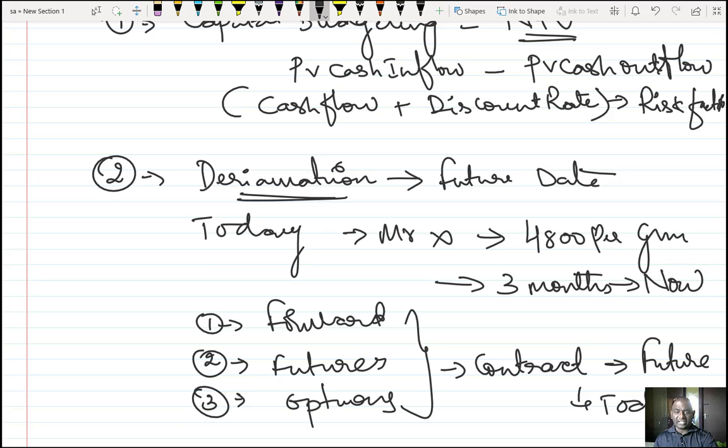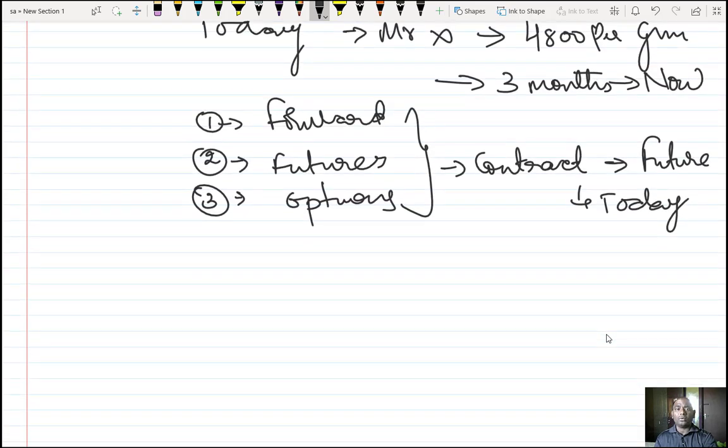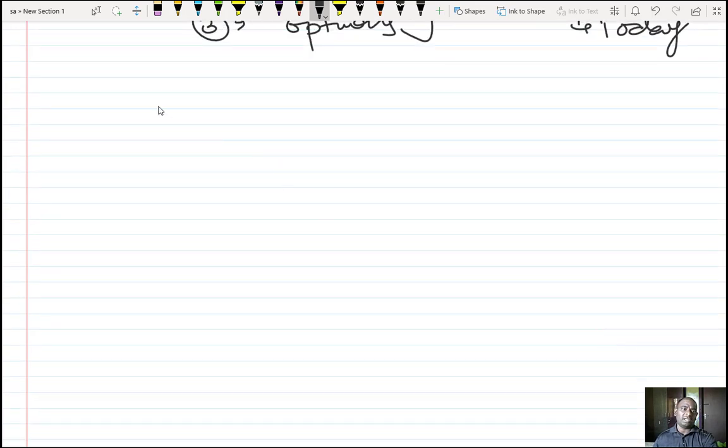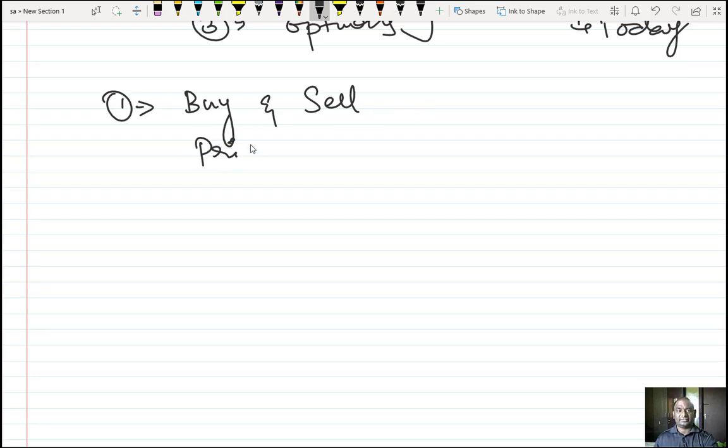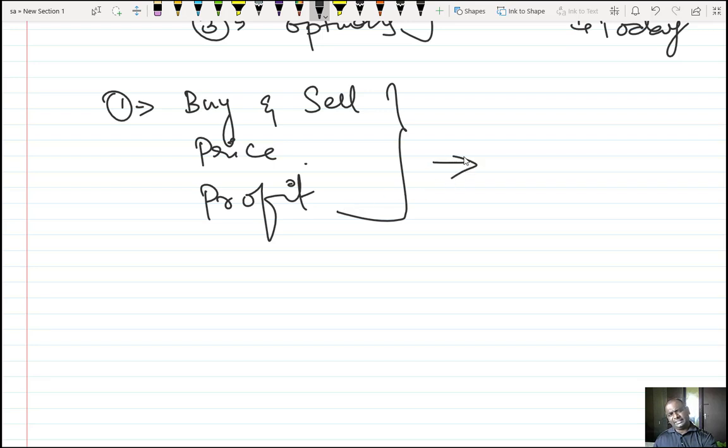Now, what do we study in this? We study what is forward, what is future, what is option, how it is entered, and then how to buy and how to sell these contracts, what is the price of this, and how to make a profit out of this. These are the three things we study in derivatives. Your entire module 2 to module 6 is only about forward, future and options.